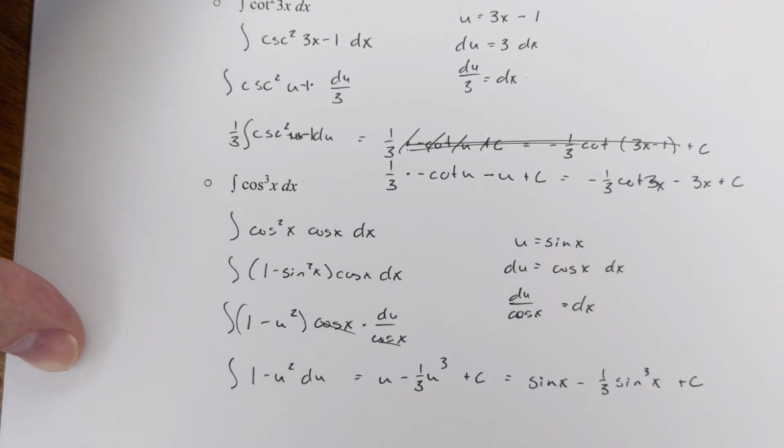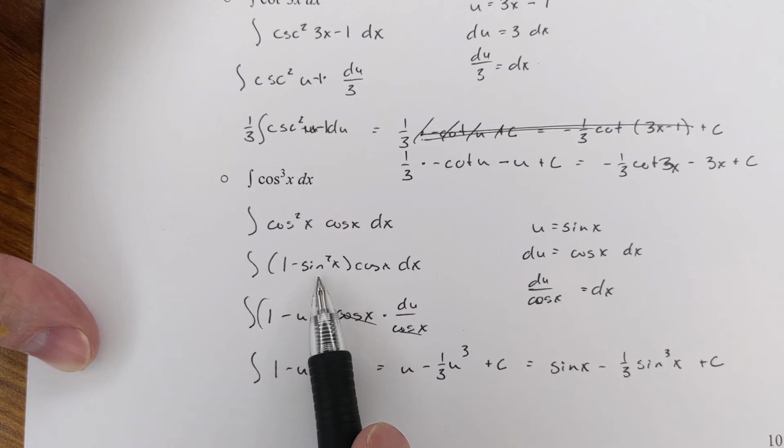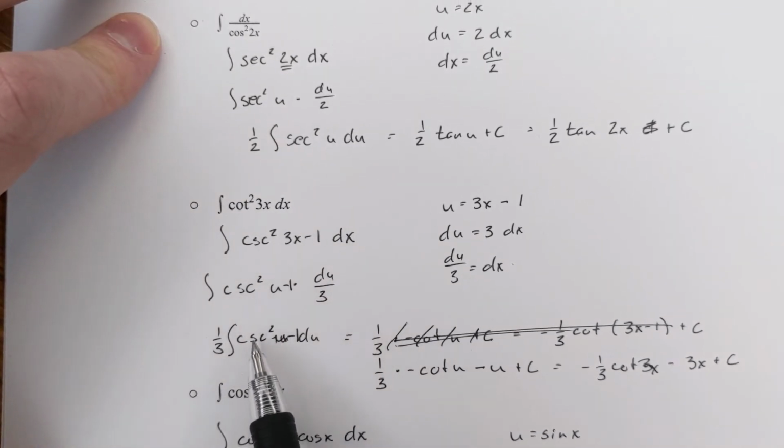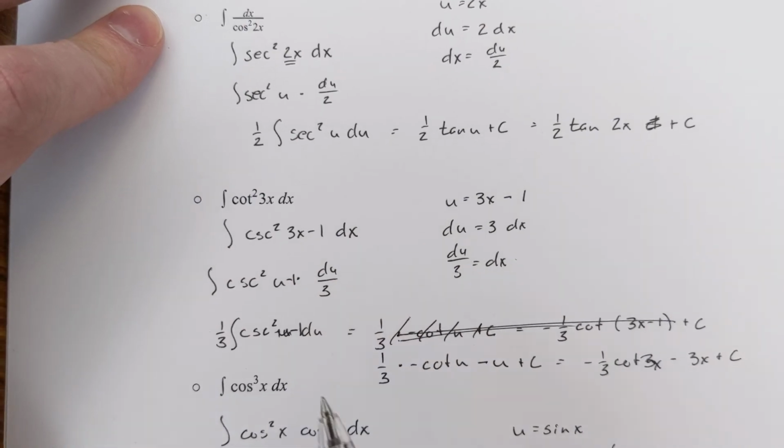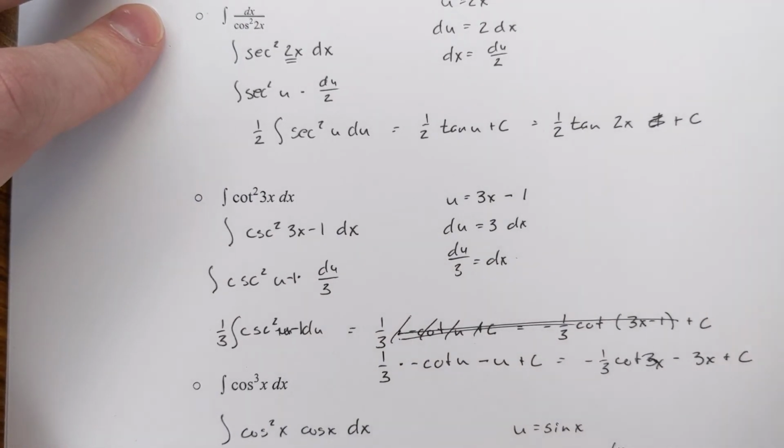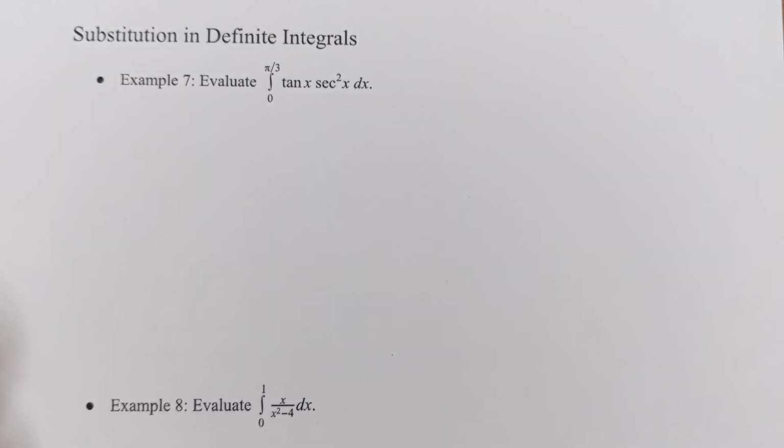Typically, you need to write it in terms so that you have something and its own derivative. So I wanted this to be in terms of sine because the cosine is the derivative of sine. Up here, I needed something that I knew the derivative of, so I had to use a Pythagorean identity. Okay.